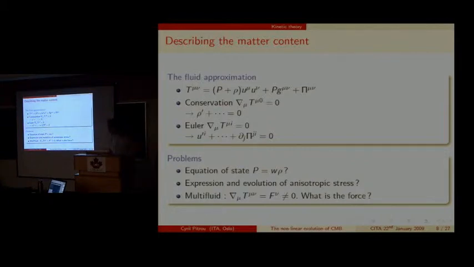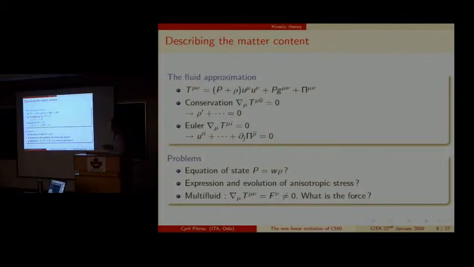So now I'm going back to the evolution of radiation, my problem. So I said that I wanted to know how radiation evolves non-linearly in time. So there are two ways to describe the matter content of the universe, or the matter content of the physical problem. Two main ways, let's say. There is the fluid approximation, and then the statistical description, or kinetic theory.